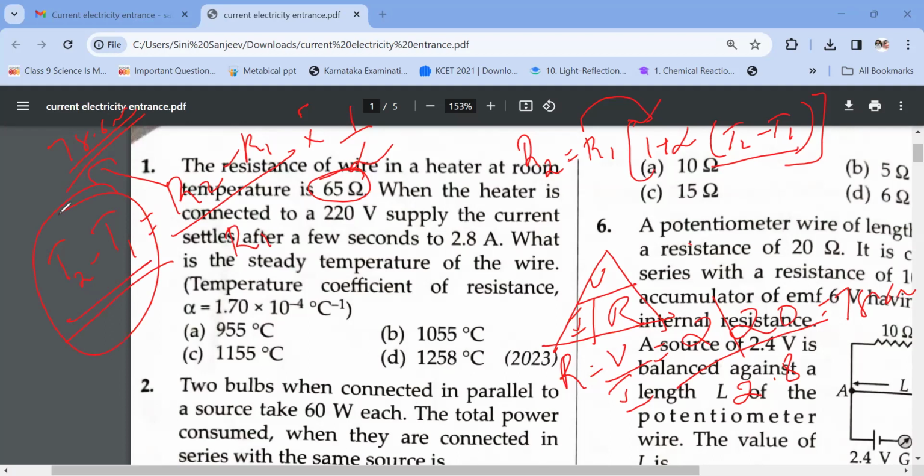Because in this question, the T1 value is not given. That is taken as standard, 27 degrees Celsius. This is the standard value. Suppose you are not able to remember that T1 is 27 degrees Celsius, once I get T2 minus T1, mark the closest option. I'll get 1231 as the value of R2 minus R1 by R1 into 1 by alpha.